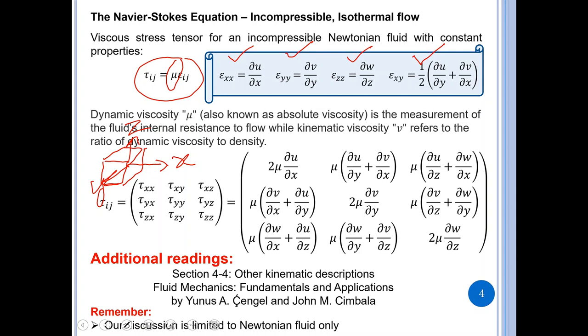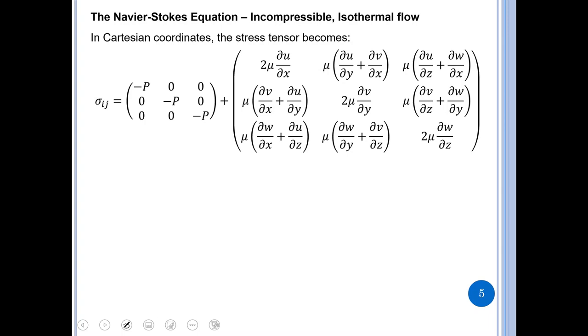So tau ij is basically this, and it can be written in terms of velocity field, which is being shown here in this matrix. So we plug this value into our stress tensor, which is the sum of hydrostatic pressure and deviatoric stress tensor. And this deviatoric stress tensor is now written in terms of velocity field. So the stress is written in terms of velocity field and pressure field. Earlier we had 10 unknowns. Now we have reduced this to only 4 unknowns: 1 unknown pressure and 3 unknown velocities.